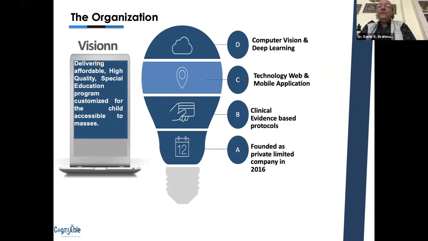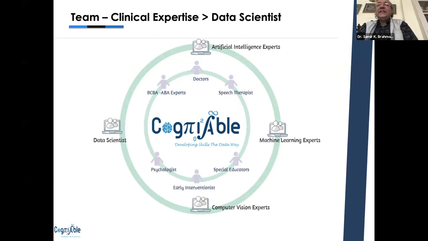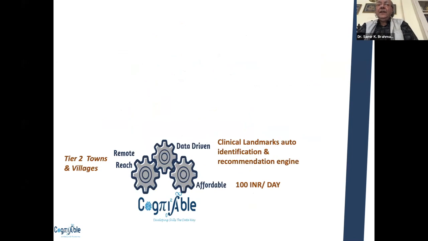And so we built a vision, with computer vision and deep learning technology, a web and mobile application, clinical evidence-based, founded privately in 2016. I have all these companies I mentor, and I have minor stakes in these companies. This is a collection of artificial intelligence, medical information, and data scientists all put together.